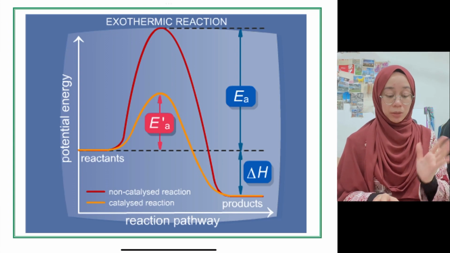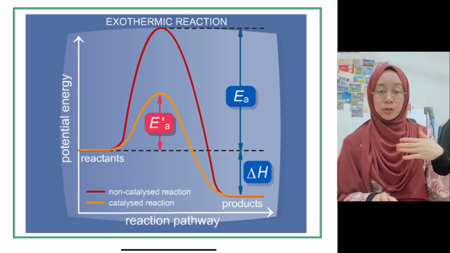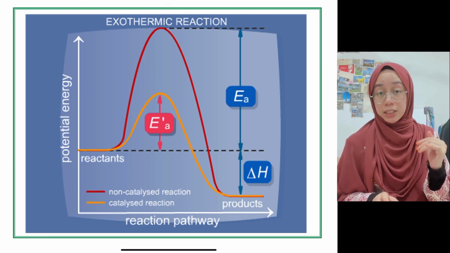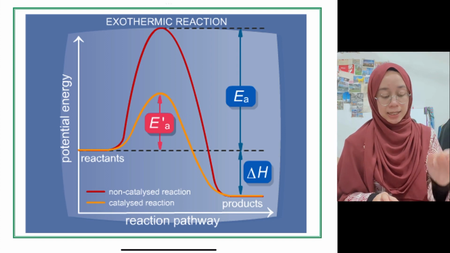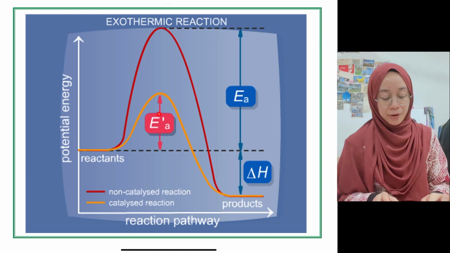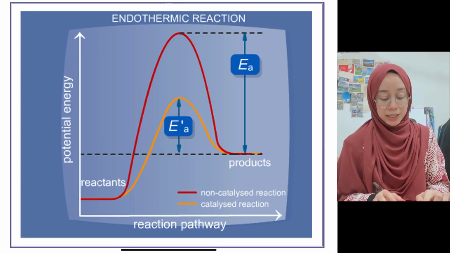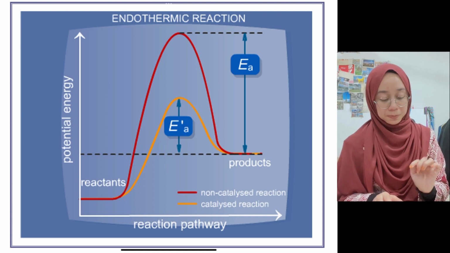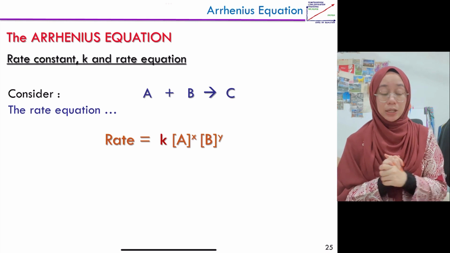Okay, this one is for exothermic, and this one is for endothermic. And as I told you just now, there's no need for you to do the reverse reaction's activation energy. You only have to do the forward reaction. So as you can see, the one with E prime is the one with catalyst. Here too, the one with E prime A is for the catalyst. Alright, so let's go to the next part, which is the Arrhenius equation.